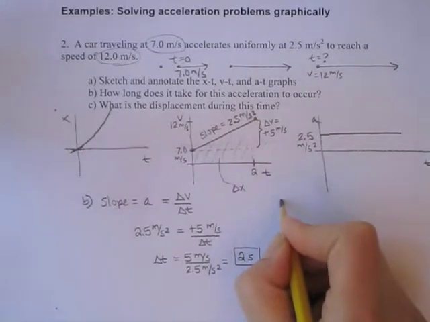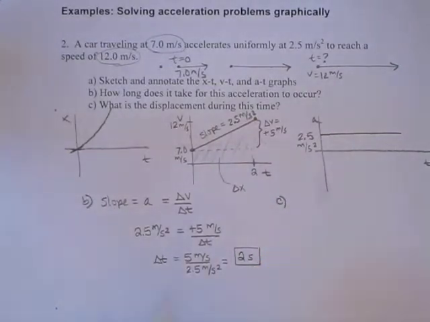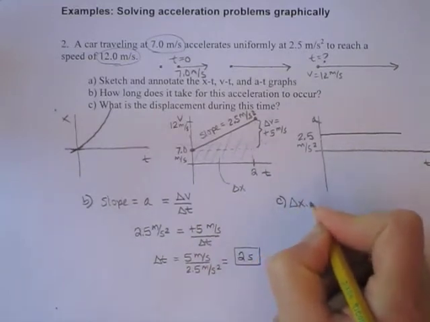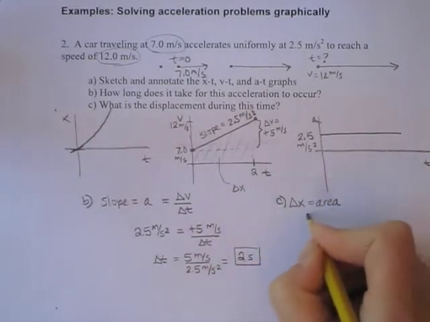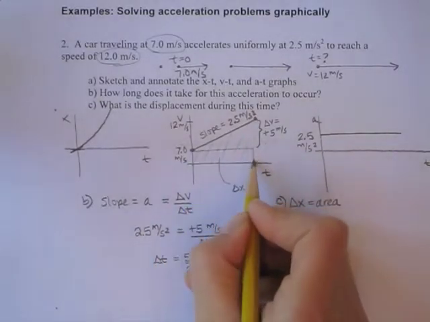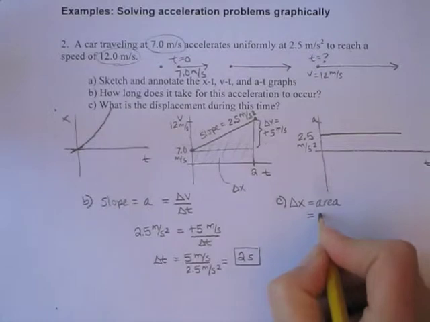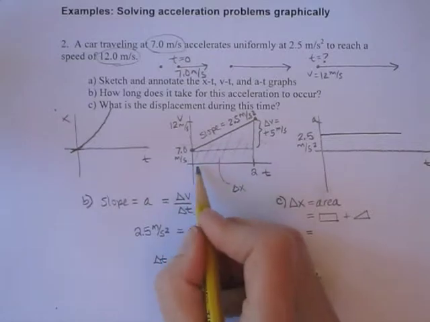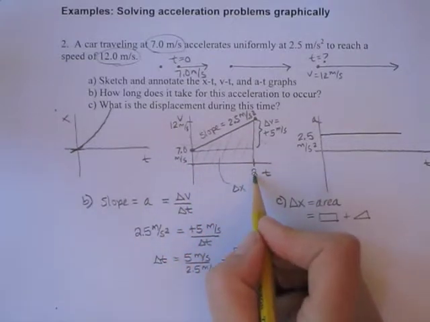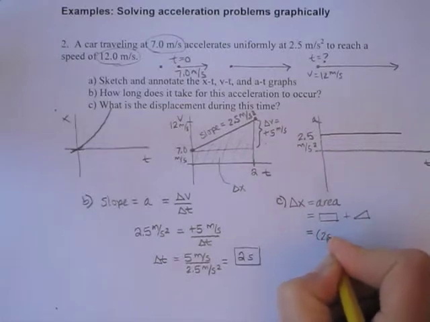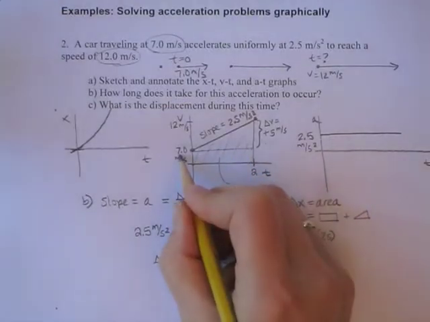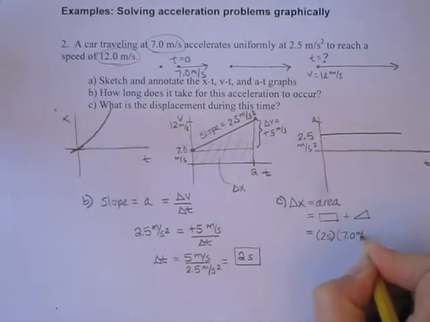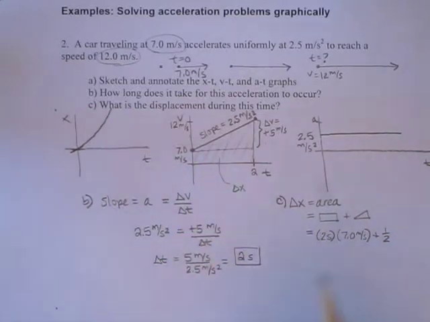And for part C, what is the displacement during this time? I'm going to use the area to find that. So the displacement is the area, and the area here actually looks like a rectangle plus a triangle. So I need the area of a rectangle plus a triangle. And for the rectangle, the base of the rectangle would be the delta t of 2 seconds, and the height of that rectangle is the initial velocity of 7. And then the area of a triangle is 1/2 base times height. So for now I'm just going to write that. I'll do it on the next line.